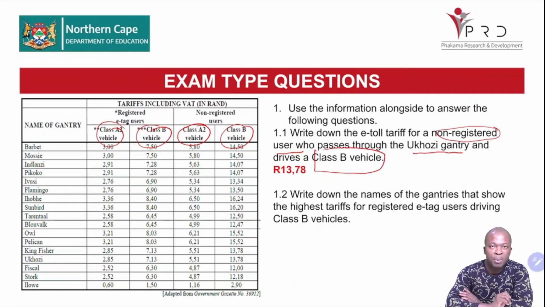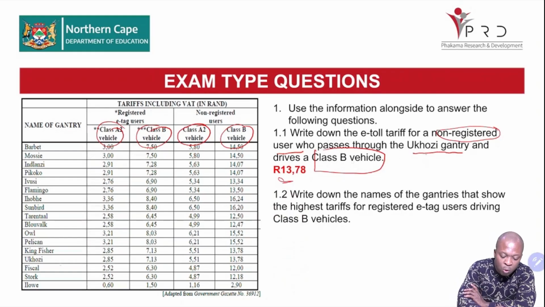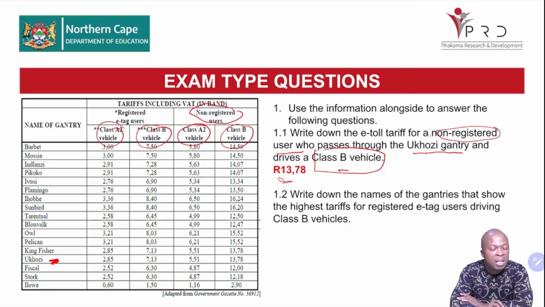So for question 1.1, what is our answer? 13 Rand 78. I hope you can find it because we are talking of where the person passed through at Ukozi. Here is Ukozi. And then they were driving class B. So we go under class B, but class B for non-registered. This is non-registered, meaning they have not registered. So we go under class B of non-registered for Ukozi. The price is 13 Rand 78. I hope you got it correct. Okay, let's look at the next question then.